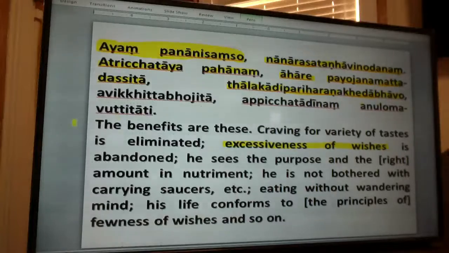And Avikkhitta Bhojita. Yeah. Bhojita means eating. Avikkhitta means he can focus on only his one bowl, isn't it? No wandering of the mind, looking at different containers or which container is good for taste or something like that. He has no need. So avikkhitta bhojita means eating without a wandering mind. He can focus on only one bowl. That's the meaning.